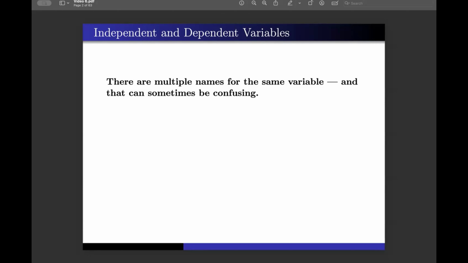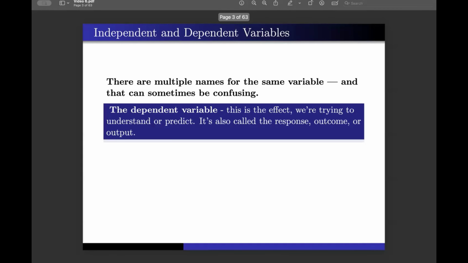Okay, so now we all know what the linear regression model is. Before I jump into anything new, I just want you all to quickly note something important. There are multiple names for the same variable, and that can sometimes be very confusing. So let's clear that up first.